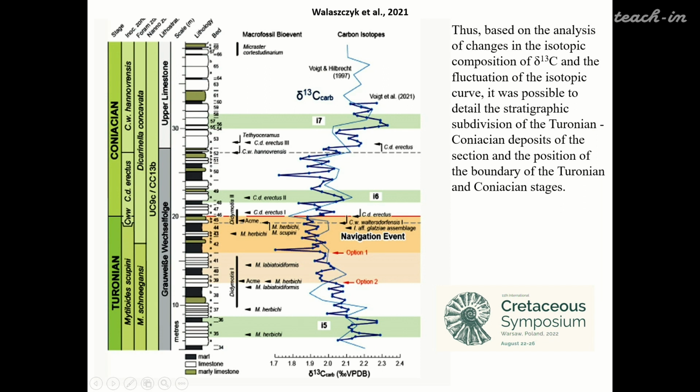Thus, based on the analysis of the change in the isotopic composition and the fluctuation of the isotopic curve, it was possible to detail the stratigraphic subdivision of the Turonian-Coniacian deposits of the section and position this boundary in the roof of the Navigation event.